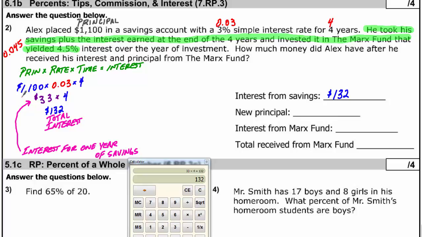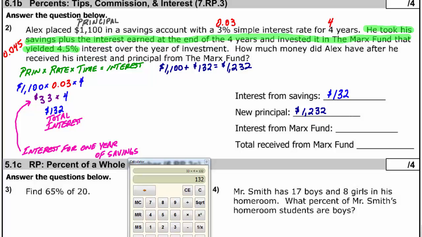So he's going to take that money out and he's going to put it into an account that yields 4.5%, 0.045. So when he's putting it in, remember, he's taking all the money out, which means he's taking out the principal, 1,100, plus the interest, 132. So he takes all of that money out, and that totals $1,232. That's the new principal. That's the amount of money that he's putting into the Marks Fund.